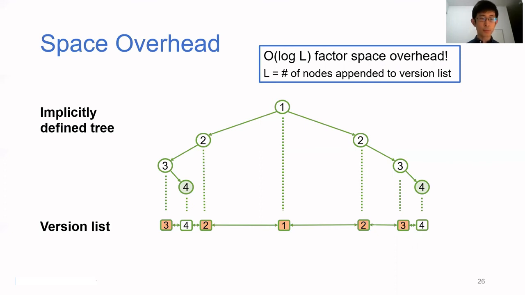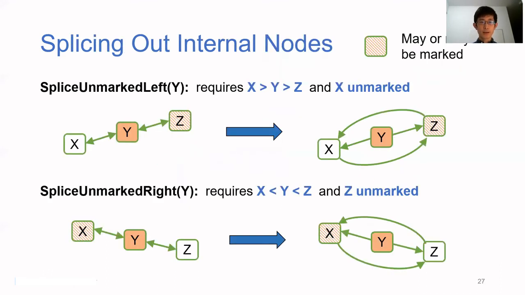So to avoid this, we need some way of removing these internal nodes, but we have to be careful which ones we pick to remove, because recall that it's dangerous to be splicing out two adjacent nodes at the same time. So let's say Y is an internal node. These diagrams represent the conditions that Y needs to satisfy before it can be spliced out. So the first thing is that the depth of Y has to be in between the depths of its two neighbors. And also the depth of the neighbor that's lower down in the implicit tree has to be unmarked. And if these two are satisfied, then we can safely splice out Y.